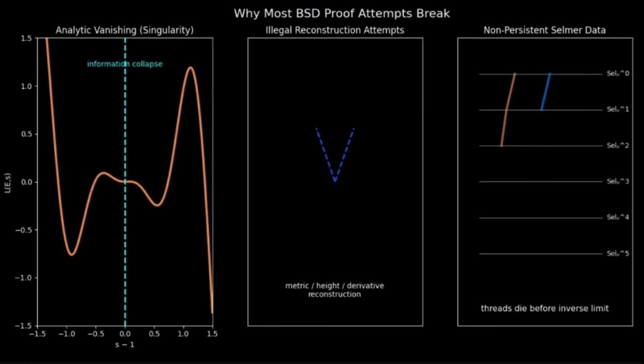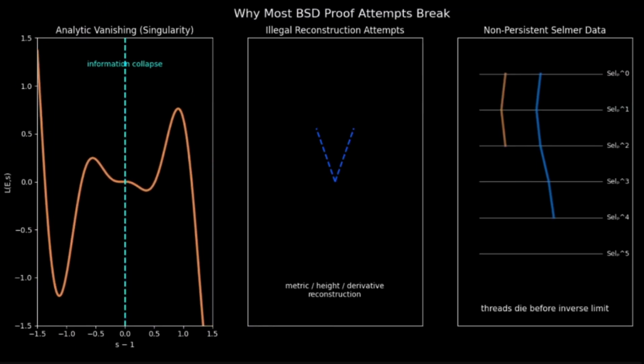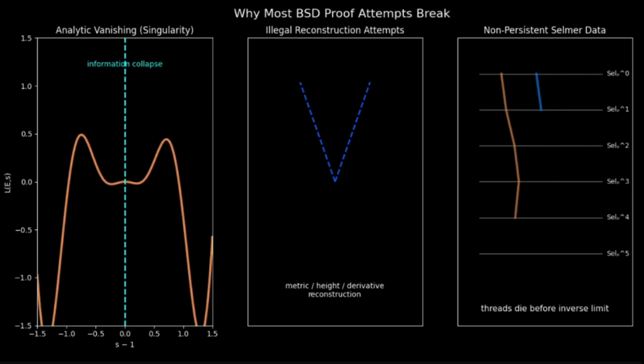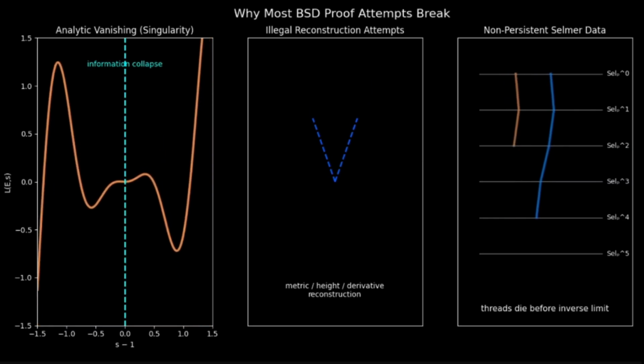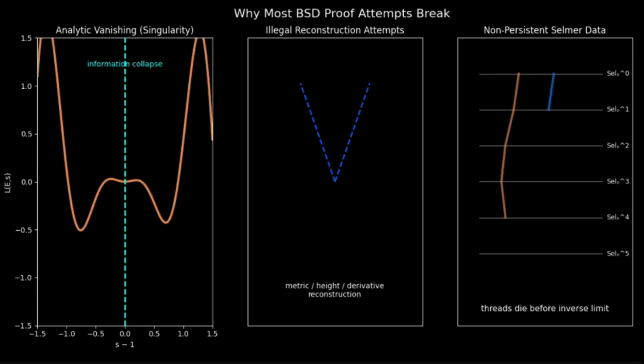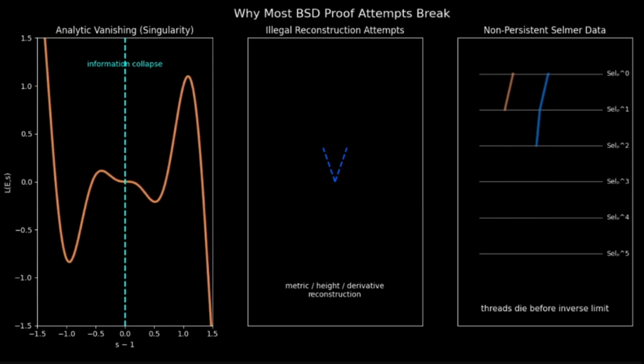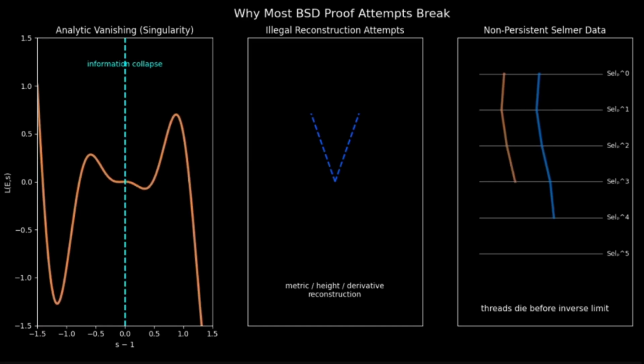There's a famous unsolved problem in mathematics called the Birch-Swinnerton-Dyer Conjecture. Most attempts to solve it fail for the same simple reason. They try to recover information after it's already been destroyed. On the left, everything collapses into a single point. That collapse throws information away.